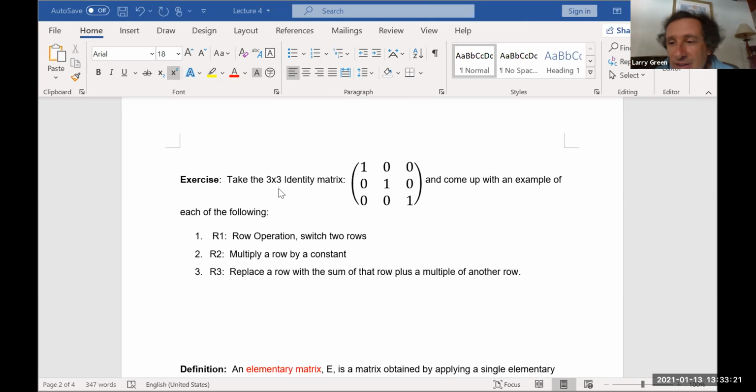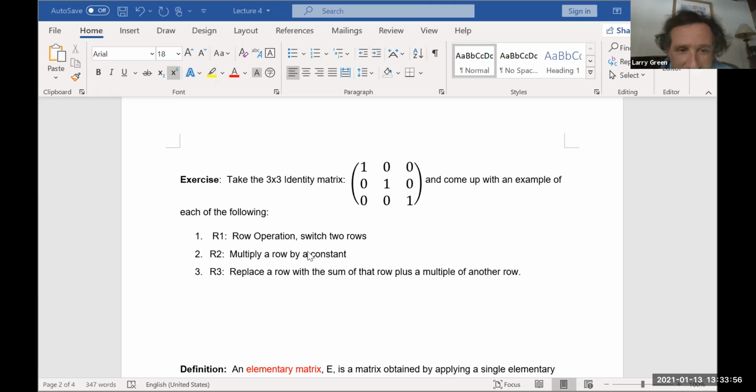Okay, and here's what I want you to do on a piece of paper. I want you to take this identity, and I want you to come up with an example of each of the following. Okay, and by the way, these are not supposed to be hard. This is not like a trick question. Okay, and if you remember, there were 3 row operation types. Do you all remember that? The first is you switch 2 rows. Another row operation type is you multiply a row by a constant.